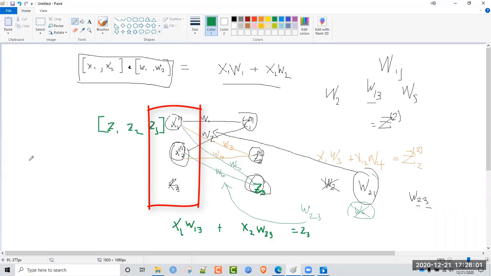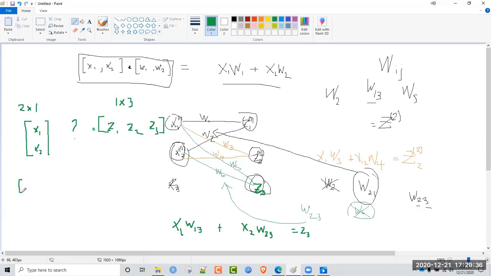So the first matrix is going to be the matrix that contains the x's. I'm sorry, this shouldn't be a column. This should be a row. Sorry about that, I made a mistake. So it should be x1, x2. Now, what's the dimension of this matrix? 1 by 2.